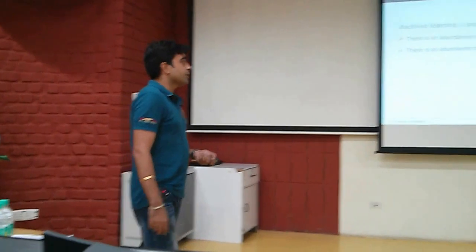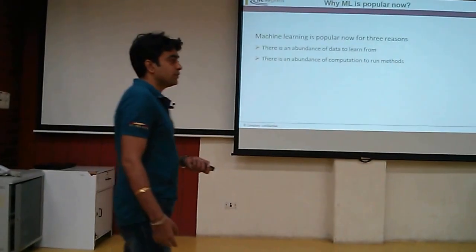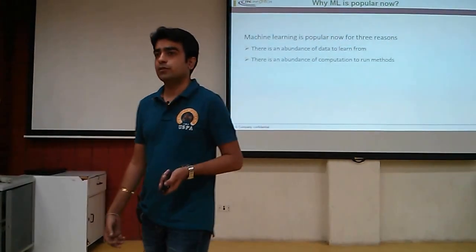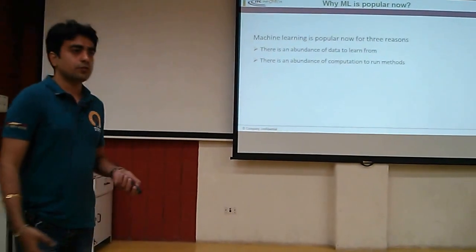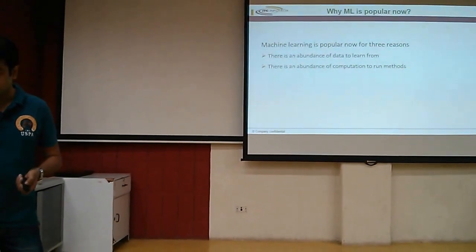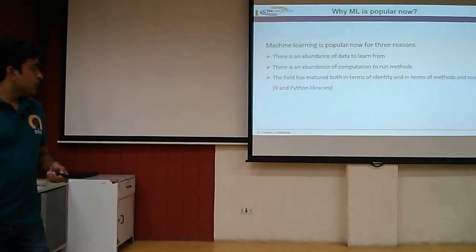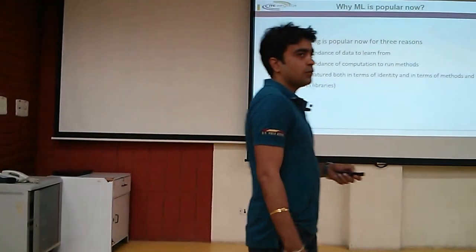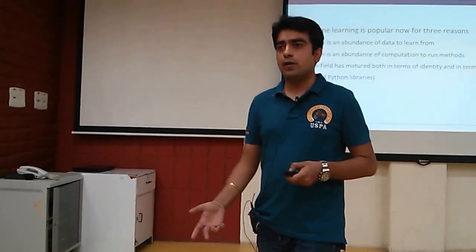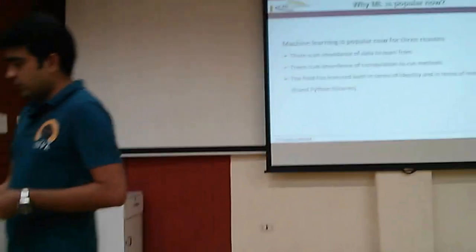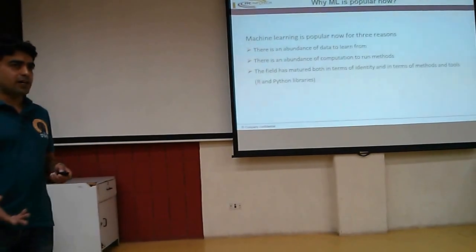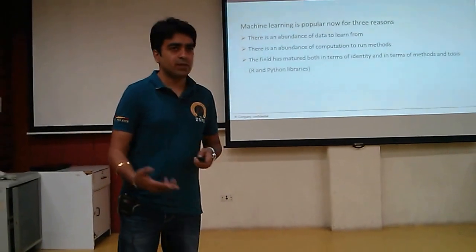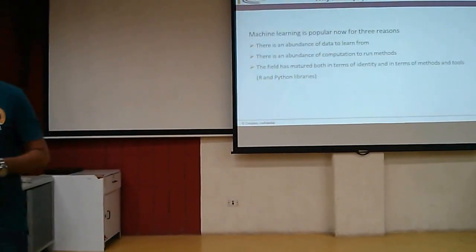Another reason is that our computation power has gone up. We now have faster computers and distributed systems, so we don't need supercomputers. We can just make a cloud network out of small computers and achieve the same computation power. The other thing is that the field has matured, in terms of having more tools and methods. We now have many programming languages and tools for machine learning, like R libraries and Python libraries, and tools like Azure ML. So it has become easy to apply these things.